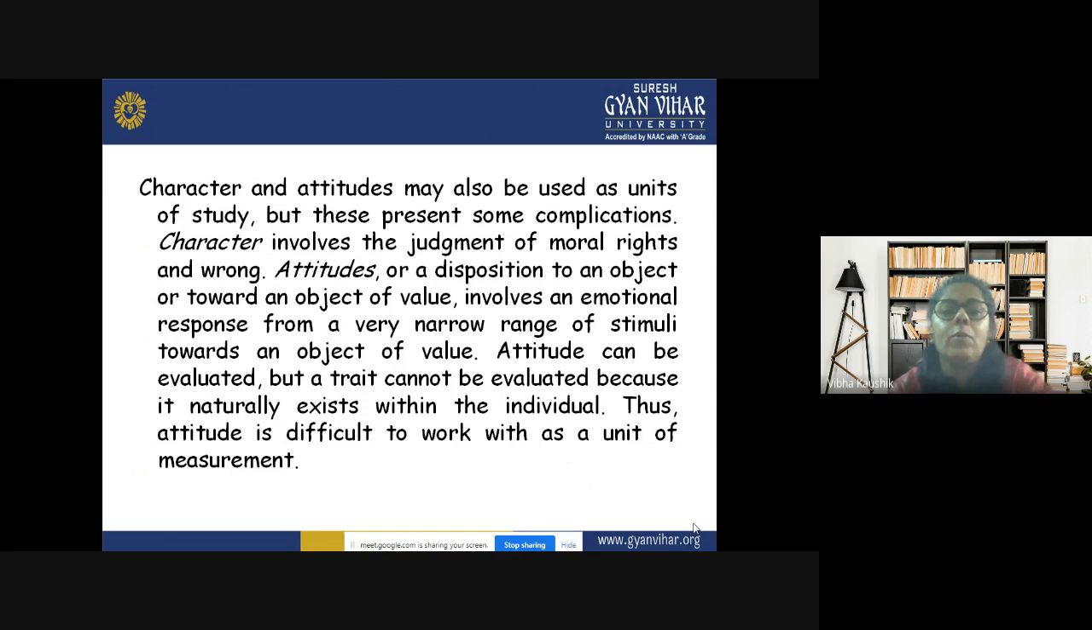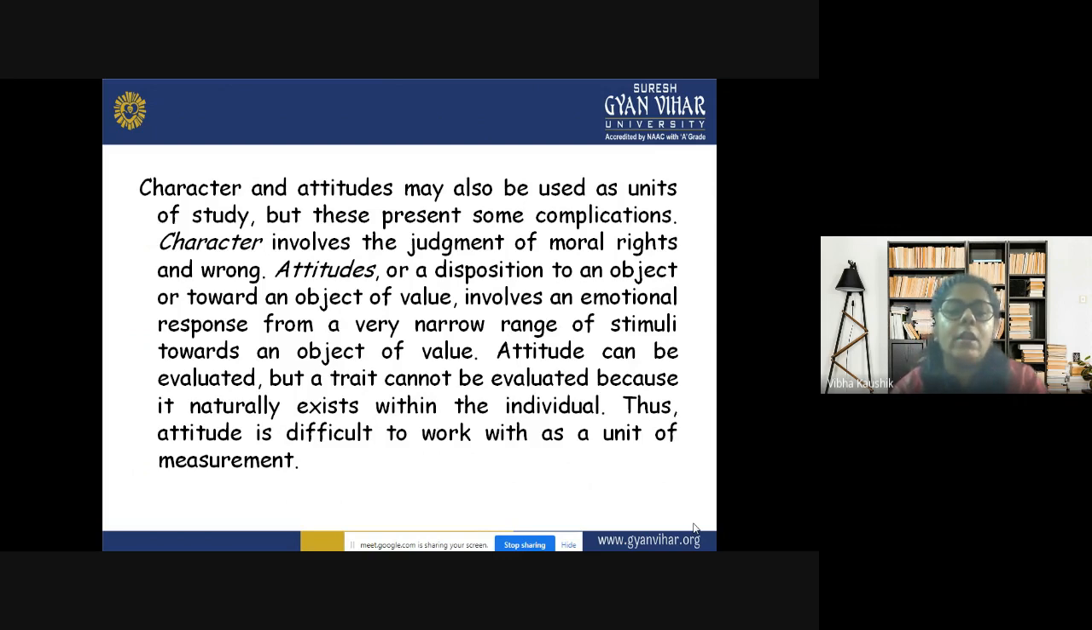Character and attitude may also be used as units of study, but these present some complications. Character involves the judgment of moral right and wrong, what is right and what is wrong, the morality behind doing anything. Attitude is a disposition towards an object of value, involving an emotional response from a very narrow range of stimuli towards an object of value.